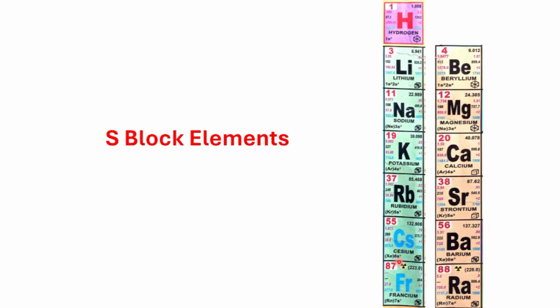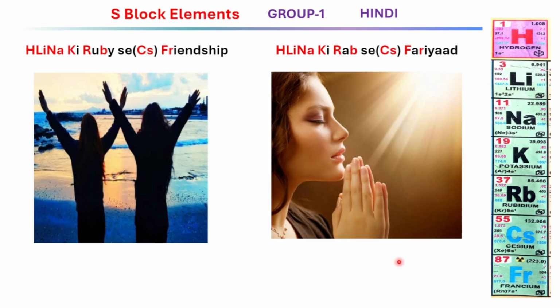So now we will start the mnemonics for S block element. So we will start with discussing the S block element and group 1 element. So in group 1, we have hydrogen, lithium, sodium, potassium, rubidium, cesium and francium.